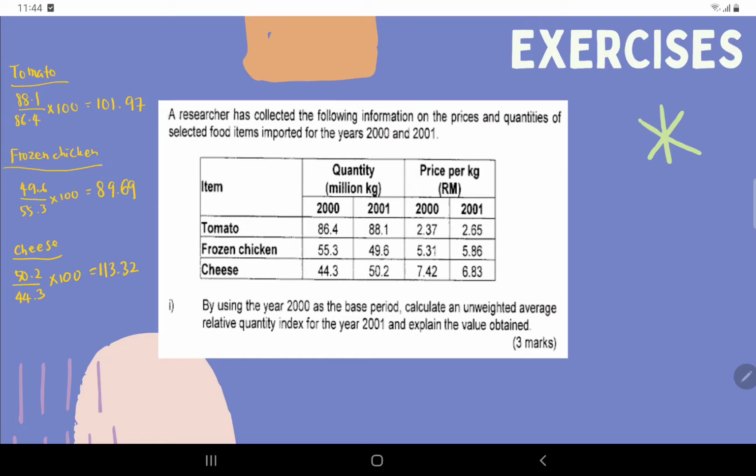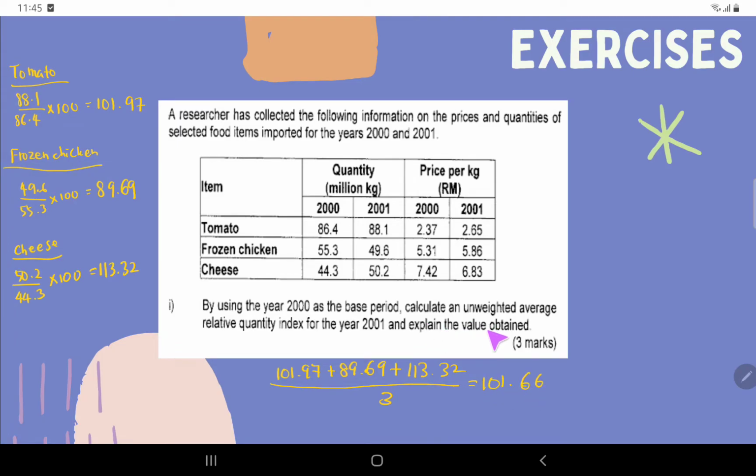Okay, so to find the average, we need to total up all the three values here: 101.97 plus 89.69 plus 113.32 divided by 3. So the answer is 101.66.